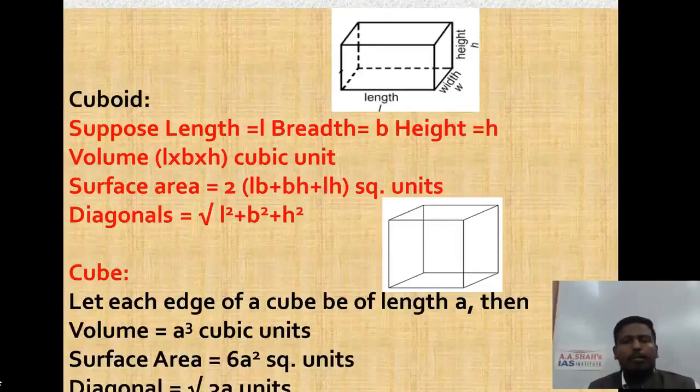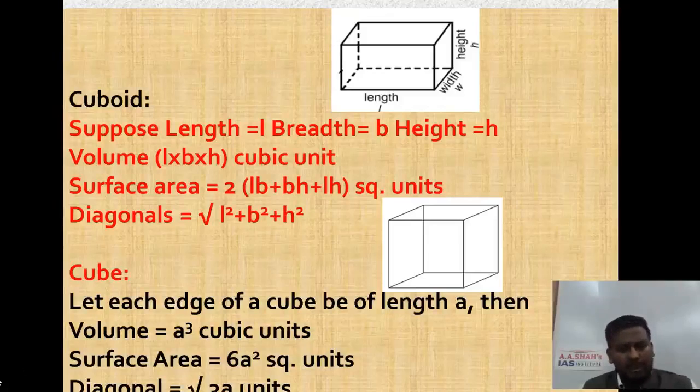Now, for the cuboid, let's suppose L is the length of the cuboid, B is the breadth of the cuboid, and H is the height of the cuboid. So the volume of the cuboid can be easily found by the formula length into breadth into height, which means the multiplication of all the three sides of the cuboid.